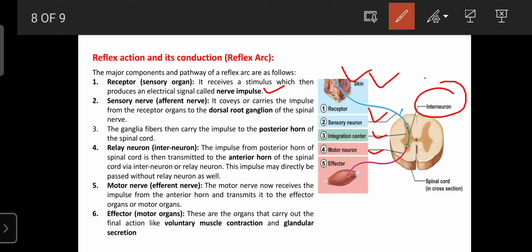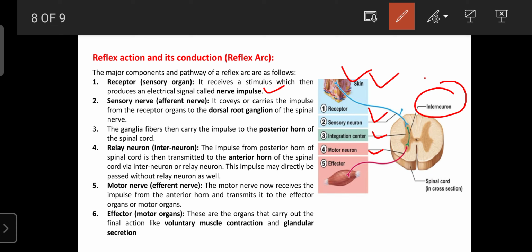Then the message reaches the effector organ. According to that message, the effector organ shows the action by involving contraction and relaxation. That is known as the effector or motor organ. So these are the five components of the pathway of the reflex action, or reflex arc.